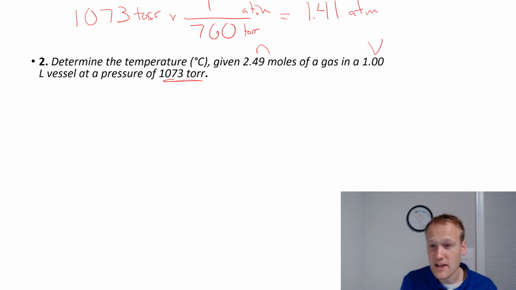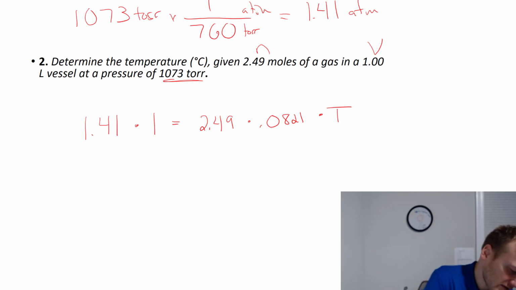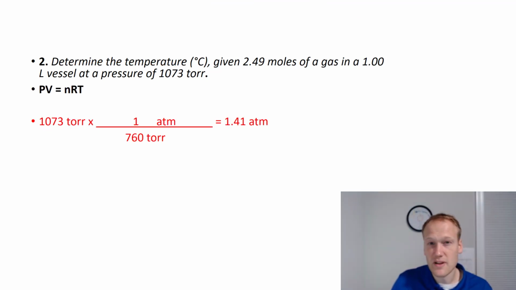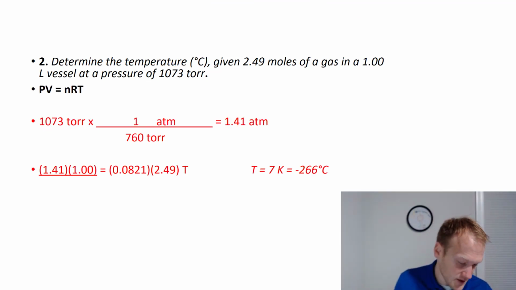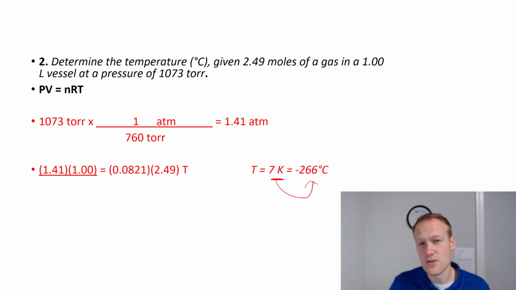And now we can plug that into our PV = nRT equation. Our pressure is 1.41, our volume is 1, our number of moles is 2.49, 0.0821 is our R value, and T we do not know. That is what we are looking for. There's our first step, determining the number of atmospheres. And there's the second step. Notice we got 7 Kelvin. We would then convert that to Celsius by subtracting 273 to give us our answer in Celsius.